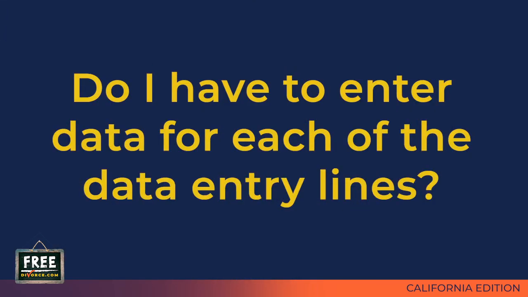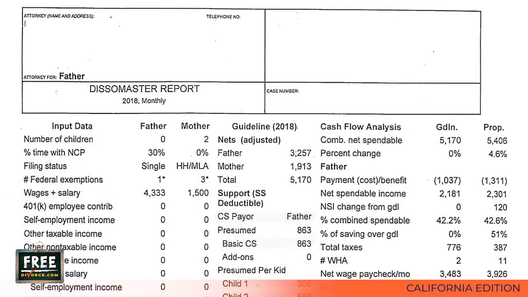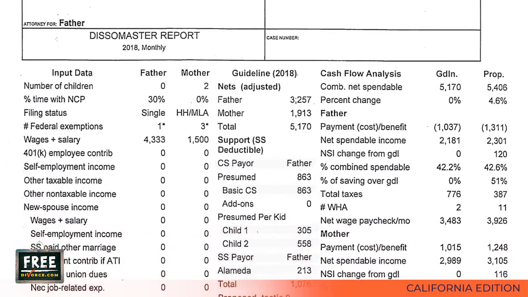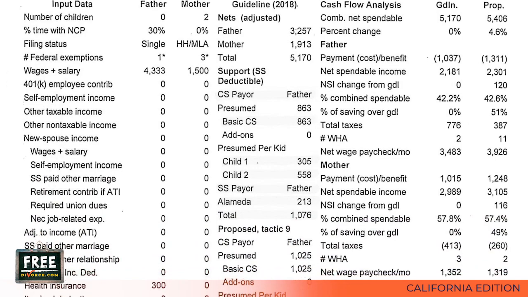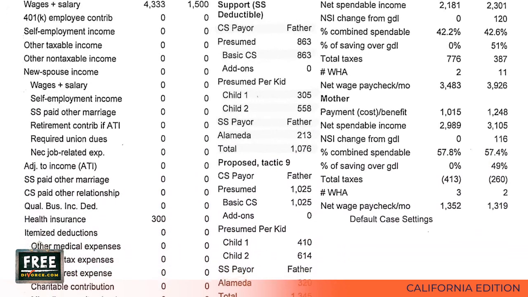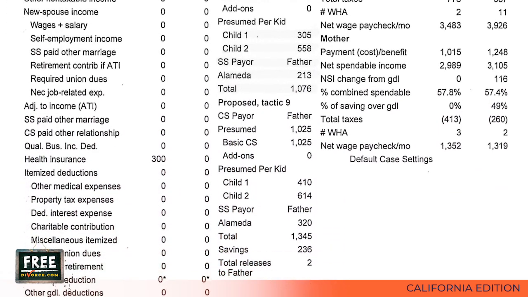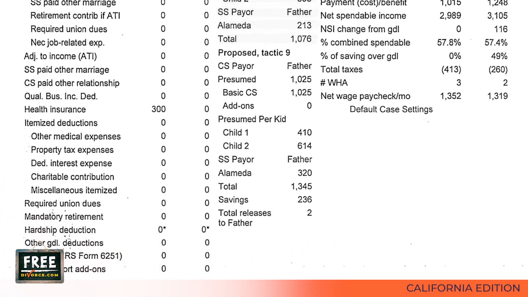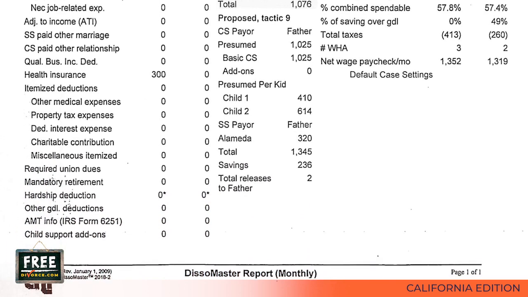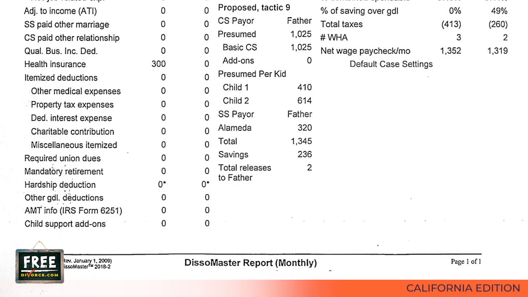Do I have to enter data for each of the data entry lines? No. Not all data entry lines will apply to your case. In a typical case, most of the data entry lines won't apply. Each data entry will impact the final child support number, although all data entries impact the calculation, there are a few entries that have the largest overall impact.